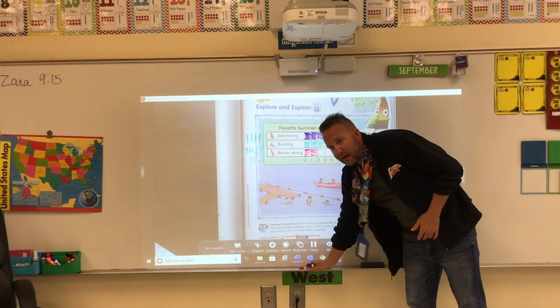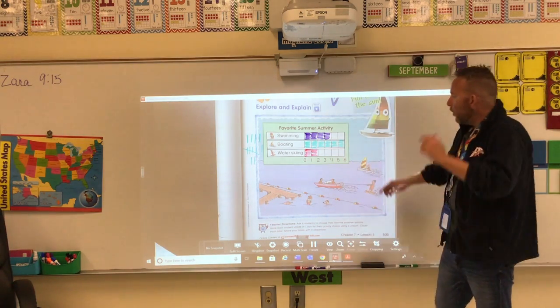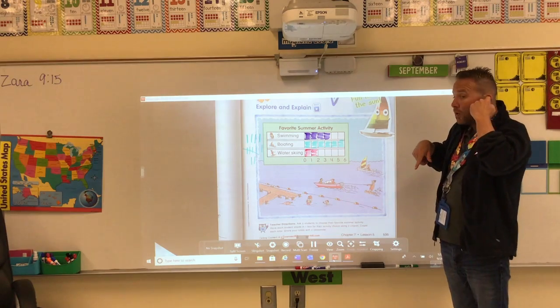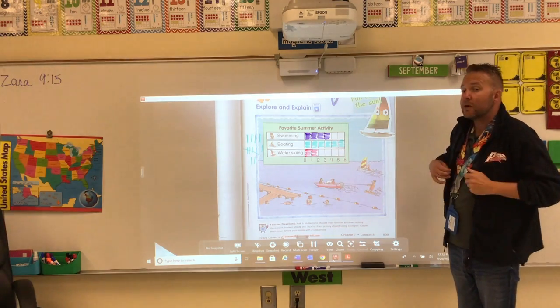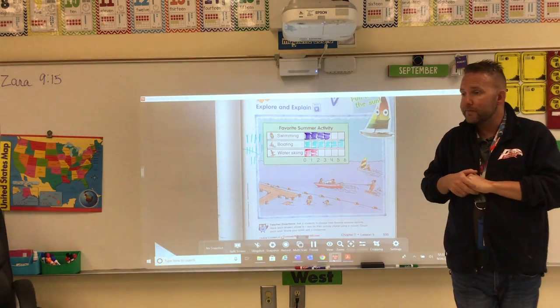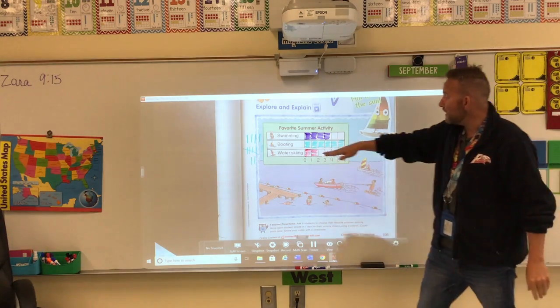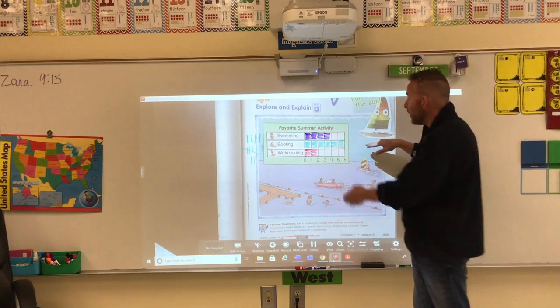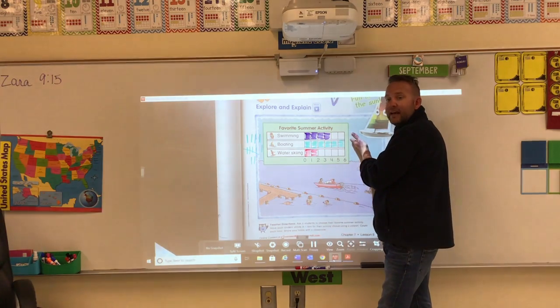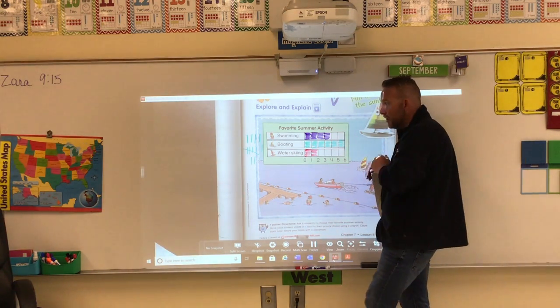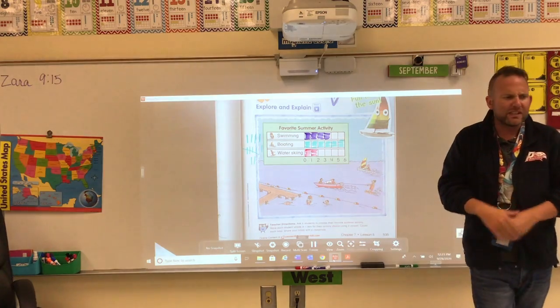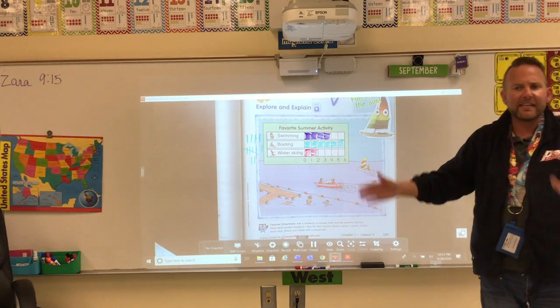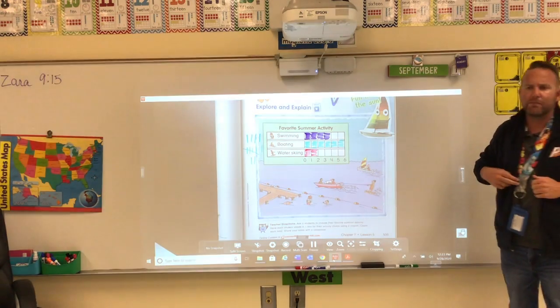Now, let's look at my bar graph, okay? Which one has the most choices? Which one was the most popular, Zara? Boating was, because 6 is the biggest number. There are more squares shaded than any other sport. Good. Which one was the least favorite? That means had the smallest number.